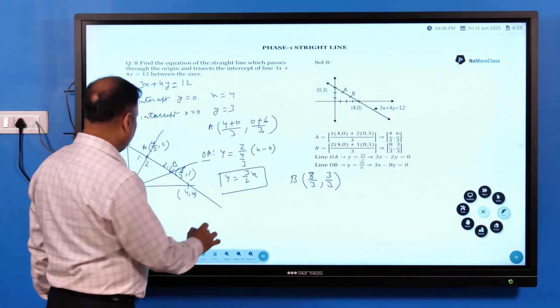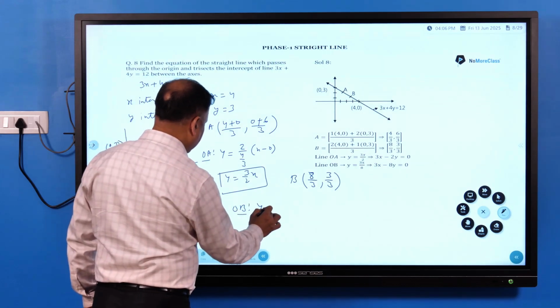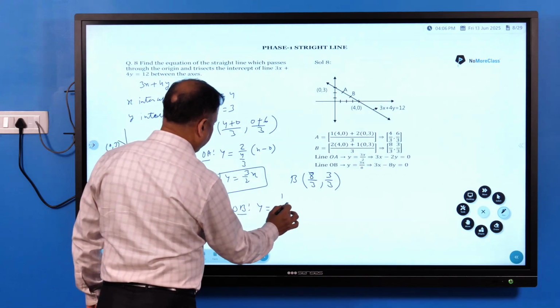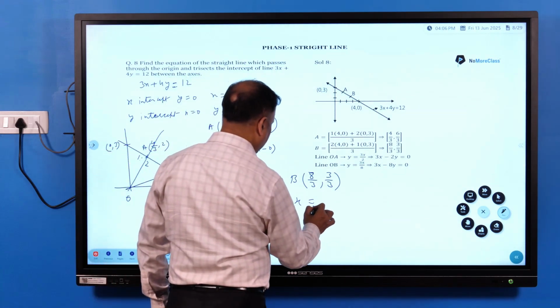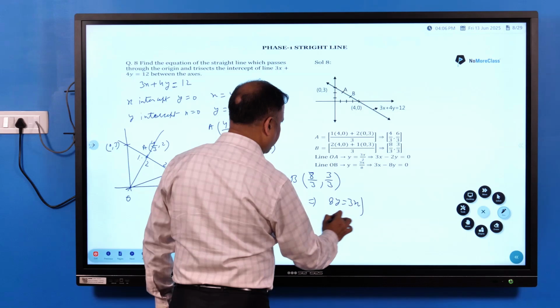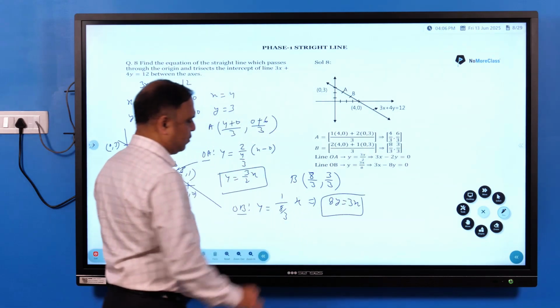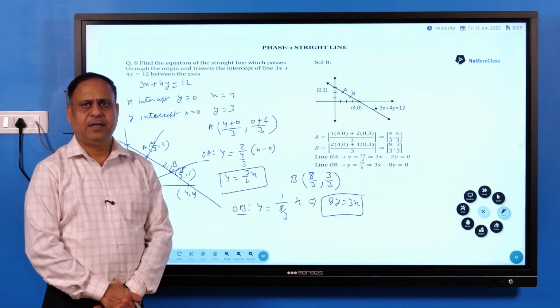So again, the equation of line OB: y is equal to 1 upon 8 upon 3 into x. So this gives you 8y is equal to 3x. This will be the other line. This will go to the top actually, and 8 will come to this side. So 8y is equal to 3x. This completes this. So thank you.